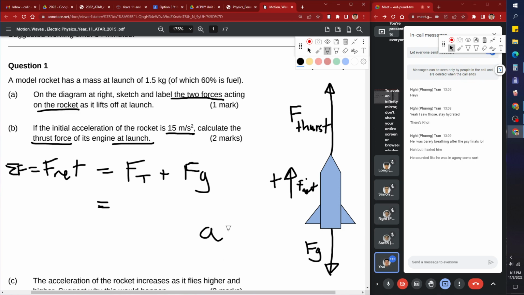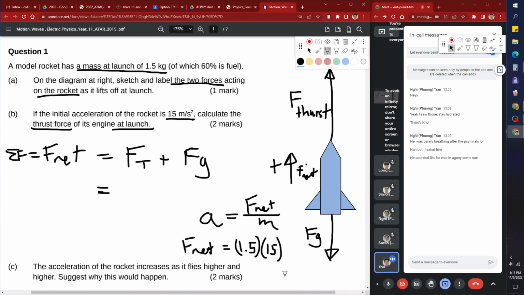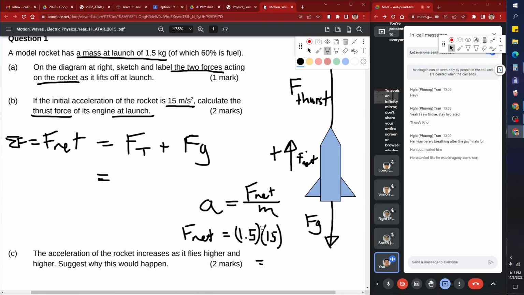Okay, that's good. And we know that mass and acceleration have a relationship with net force, right? So we just rearrange this. Net force equals mass times acceleration. So our mass is 1.5, our acceleration is 15. The answer to this, I don't know if you guys know 15 times 15, but it's 225, so this is 2.25 newtons. Amazing. So there it is.